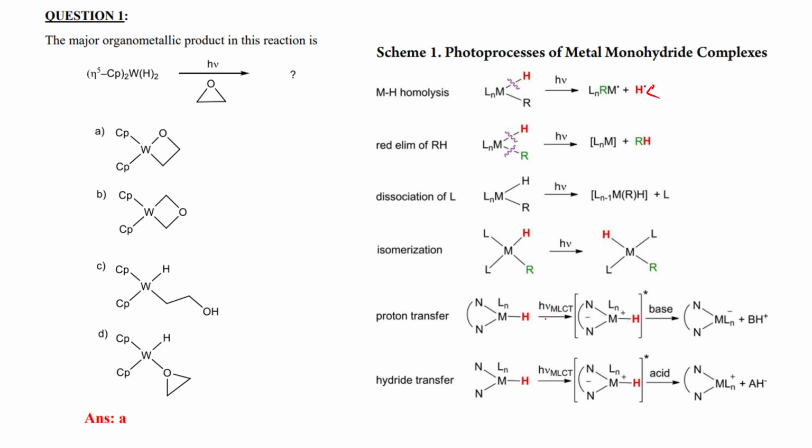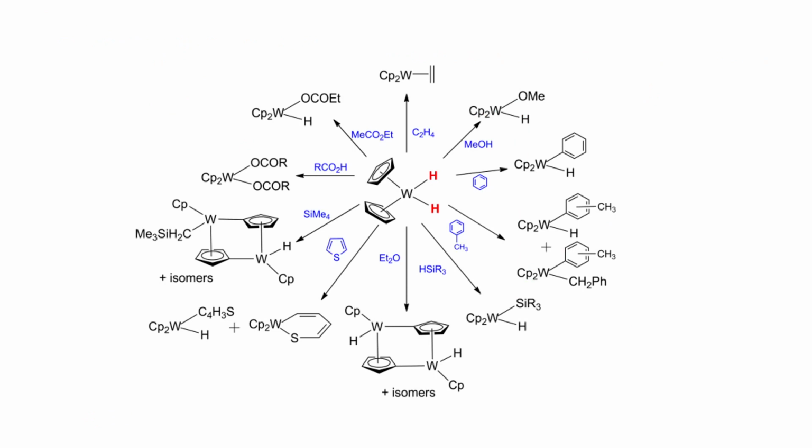Another thing is MLCT. So proton transfer and hydrogen transfer are also accessible. So with tungsten-based hydride, this is observed actually, and with this kind of epoxide, at first it is attached, and the C-O bond is broken with the hydride, and this is the example. So these are examples of different reactivities of this particular compound.